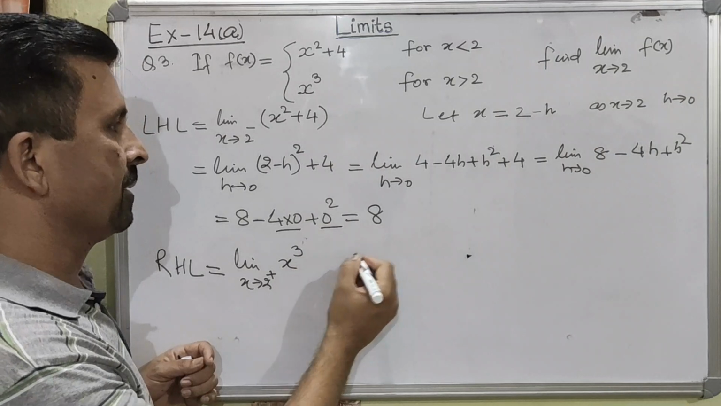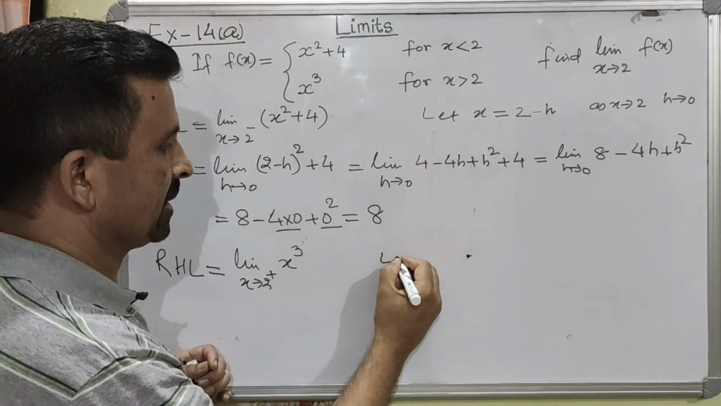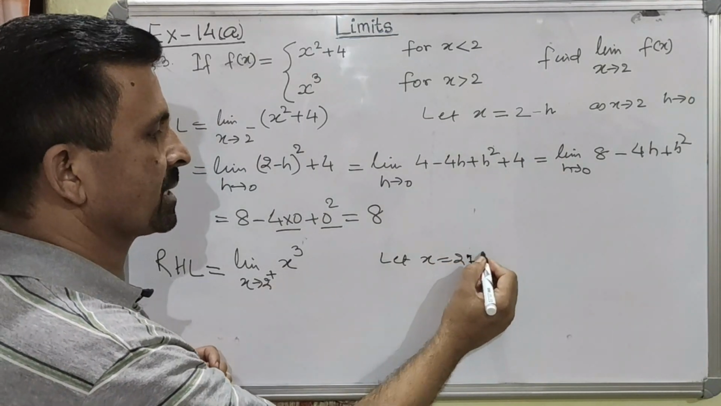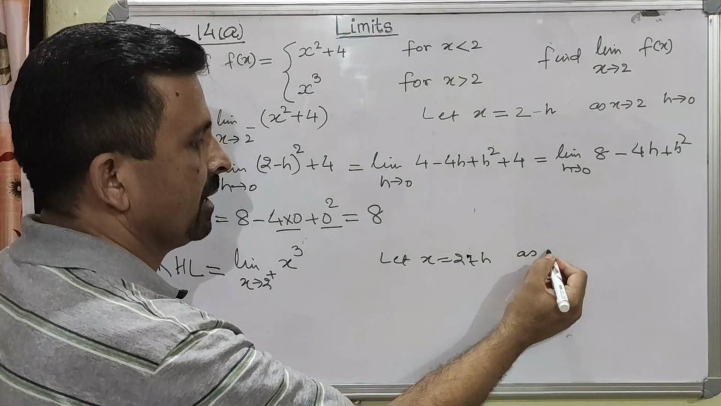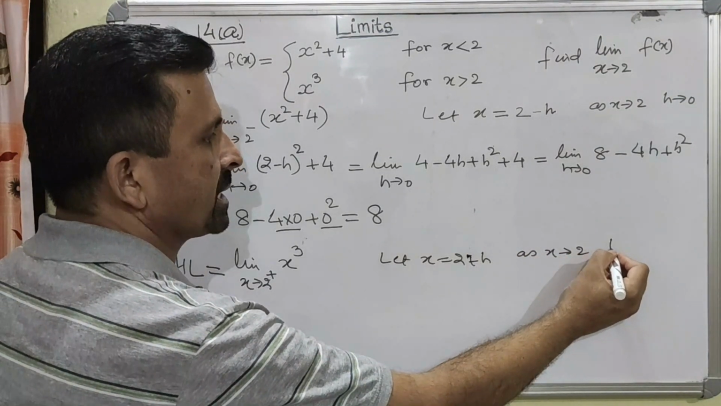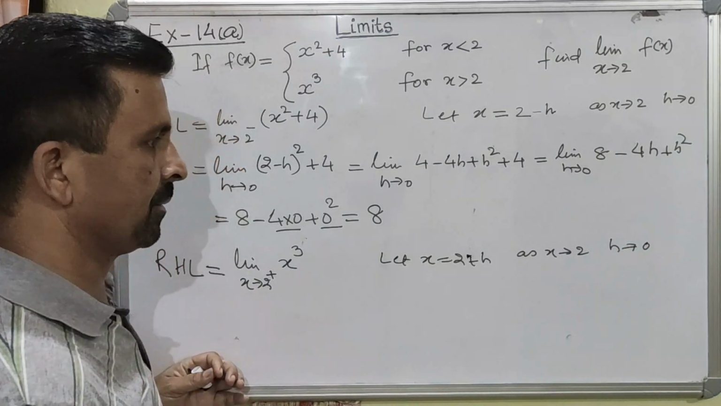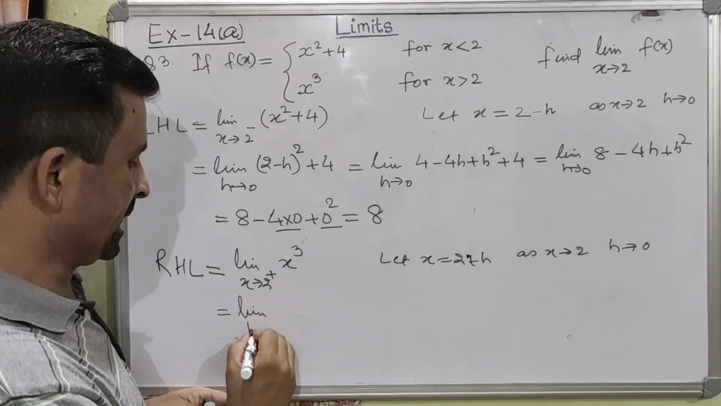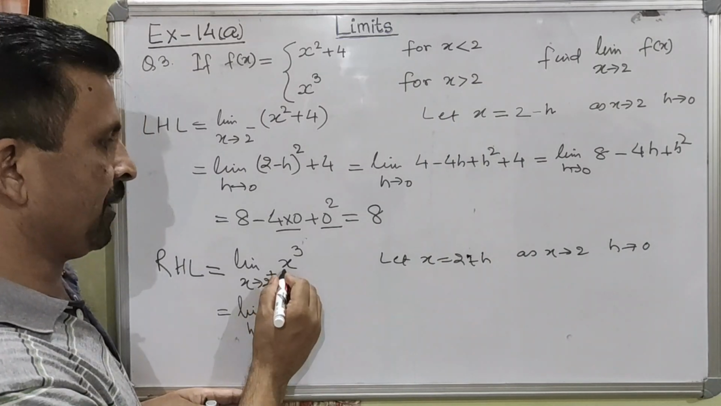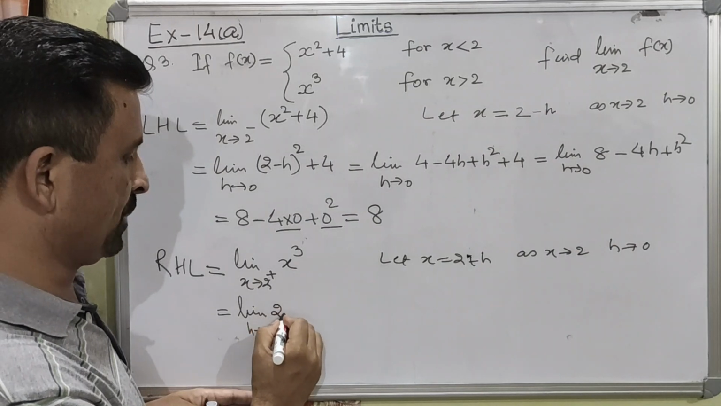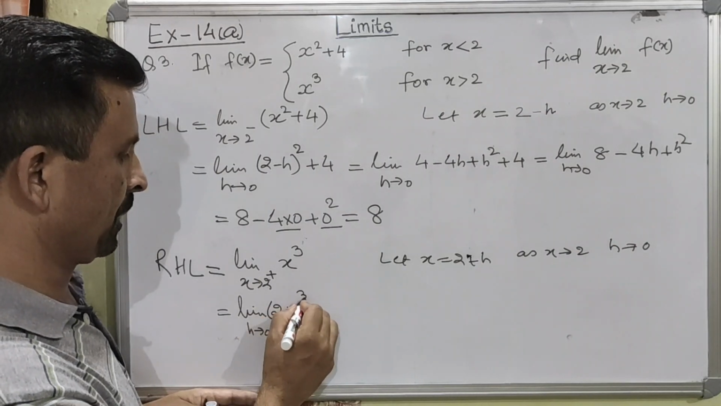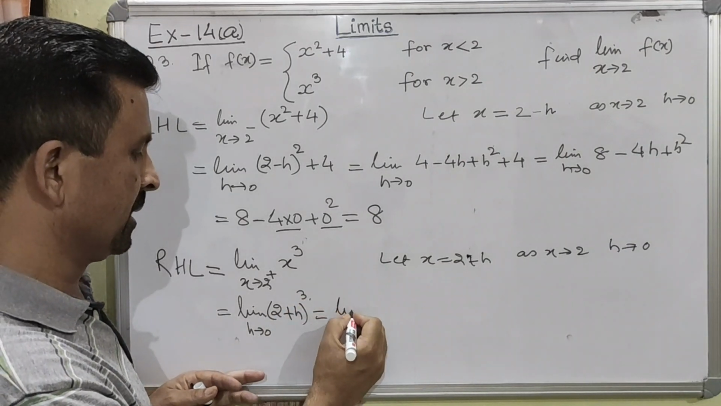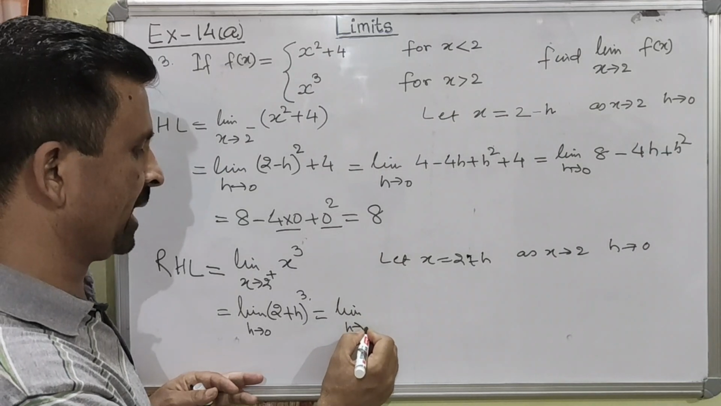After this, now we can assume let x is equal to 2 plus h, because it is plus. And then we can say as x approaches 2, h is approaching 0, right? And now we can change the limit to limit h tending to 0, and for x we will write 2 plus h, so 2 plus h whole cube. Clear? And now we can do the a plus b whole cube expansion. We can simplify the function. Only after the function is simplified we can put the value of h as equal to 0.